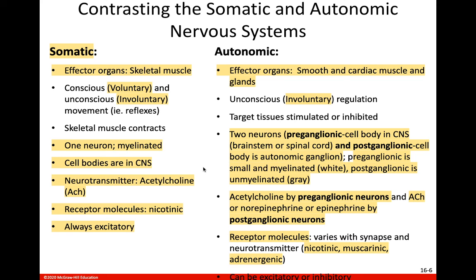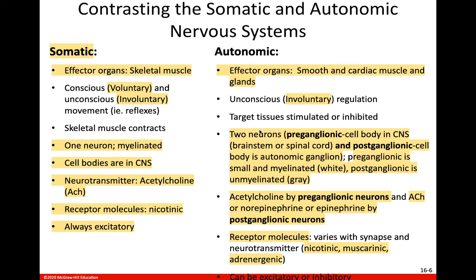Okay, so now to look at a few differences between the somatic and the autonomic. First of all, with the autonomic, the effector organs are going to be the smooth and cardiac muscle as well as glands, and we've already said that. Also, with autonomic, it's going to be concerned strictly with involuntary or unconscious regulation of movements, as opposed to somatic, which remember is mainly concerned with those voluntary conscious movements.